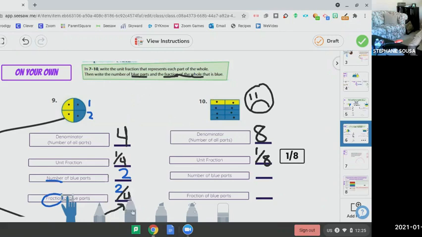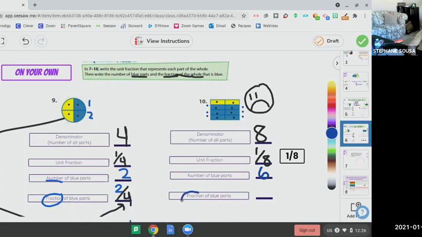Next one, number of blue parts. I'm going to change my pen to blue so it's very clear. There are 6 of them. 1, 2, 3, 4, 5, 6. 6 blue parts. The fraction of blue parts, there are 6 parts that are blue. There are 8 parts on the whole fraction.